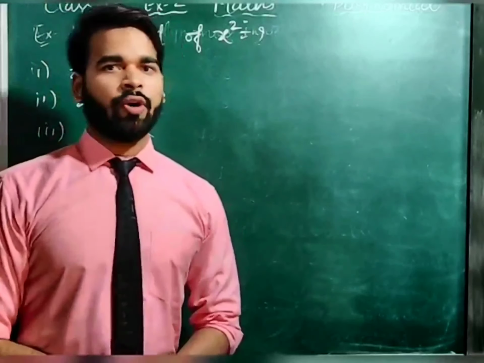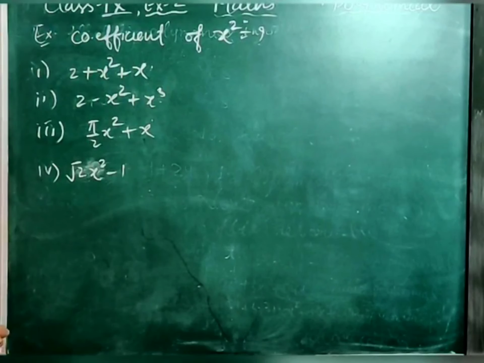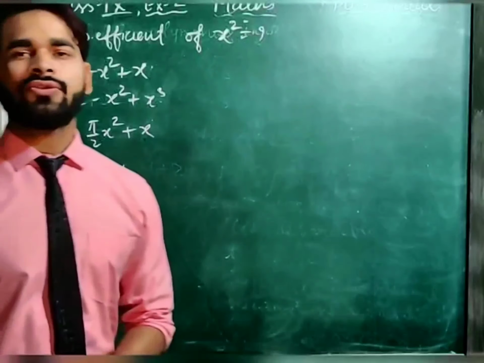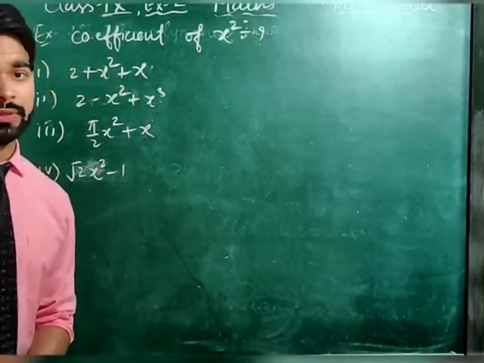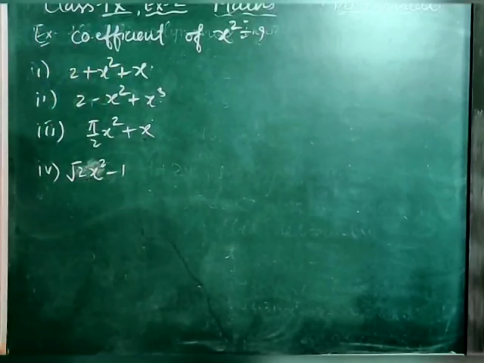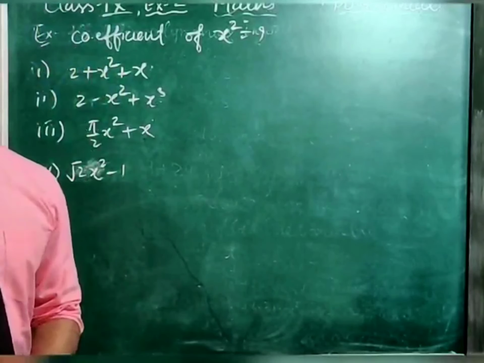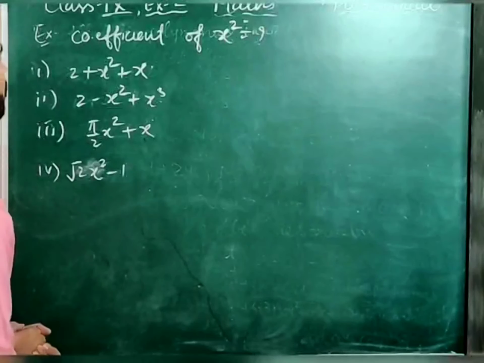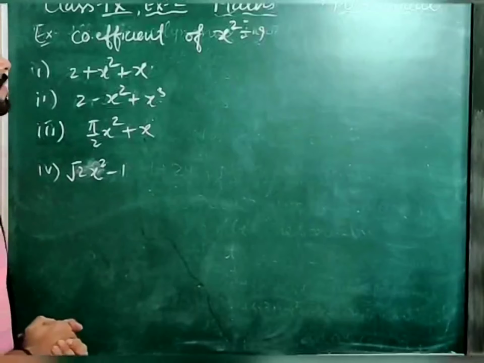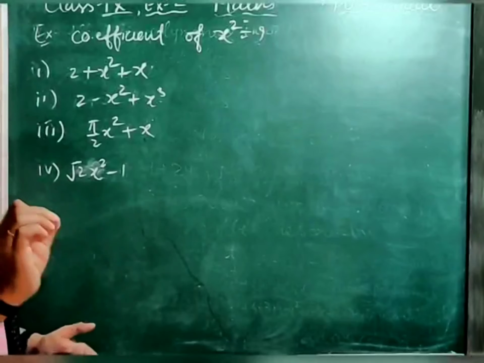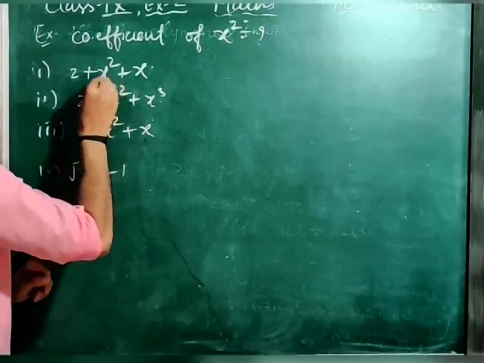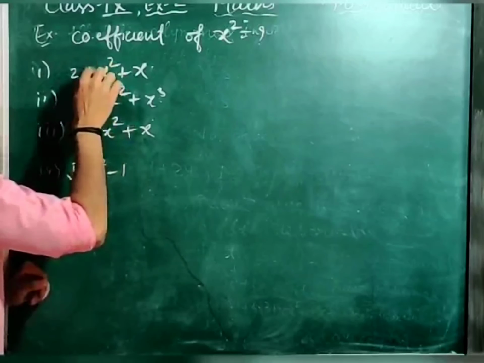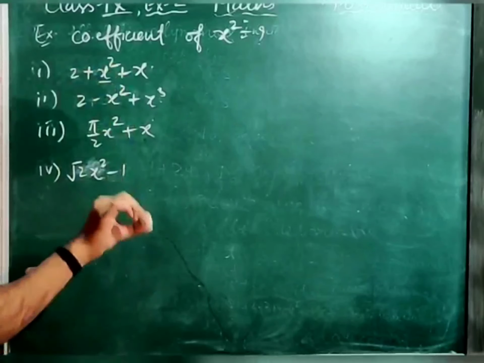Some other examples of polynomials. We have to find here the coefficient of x square. As I told you about coefficient, literal coefficient, numeral coefficient. So in these problems, we have to find out the coefficient of x square. So the first example is 2 plus x square plus x. We will find out firstly where the x square is. So here is x square. And what is the coefficient of x square? Here nothing is written after plus, so we will consider it 1.